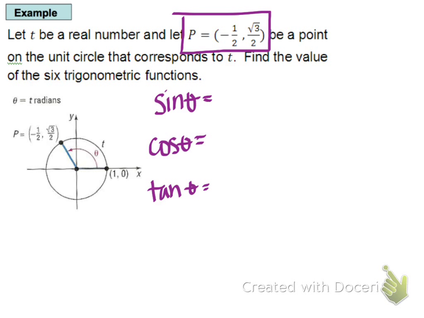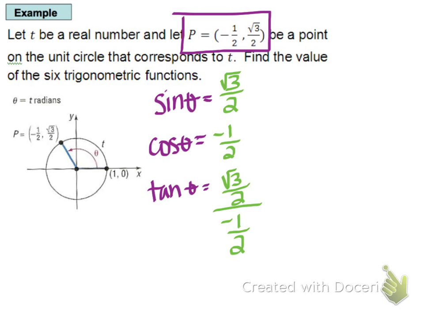Now remember, we said sine is the y value of our point. So that means sine is going to be root 3 over 2. Cosine is the x value, so we get negative 1/2. And tangent, we said, is y over x. So we would get root 3 over 2 over negative 1/2. Now you can see here that we're going to have to be dividing fractions, so we're going to use some shortcuts here.